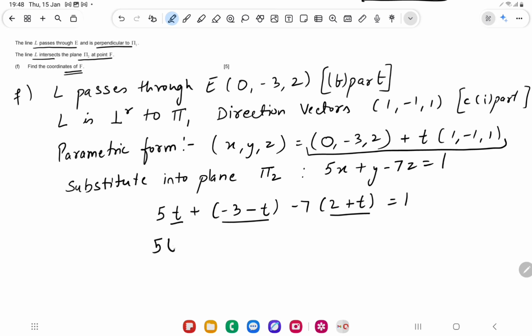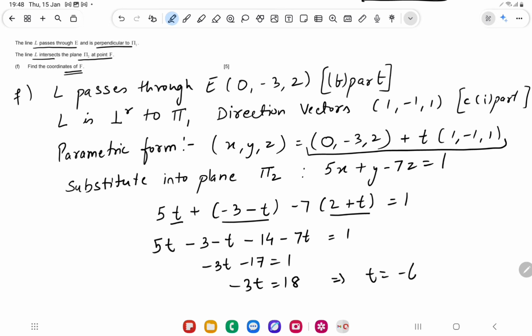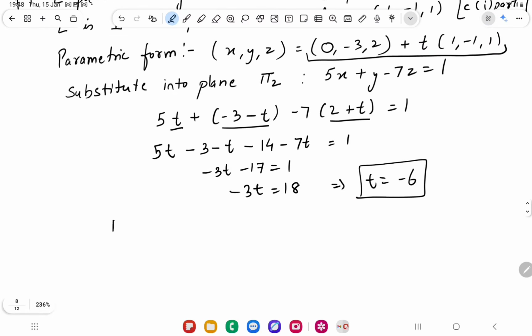Now I will simplify it. So 5t minus 3 minus t minus 14 minus 7t is equal to 1. On further simplification, I can write it as this, which is nothing but 18. So from this I can write t as minus 6. But right now I have to find the coordinates of F. So to find the coordinates of F, I will use the parametric form and I will again write it, and here instead of t I will put minus 6.